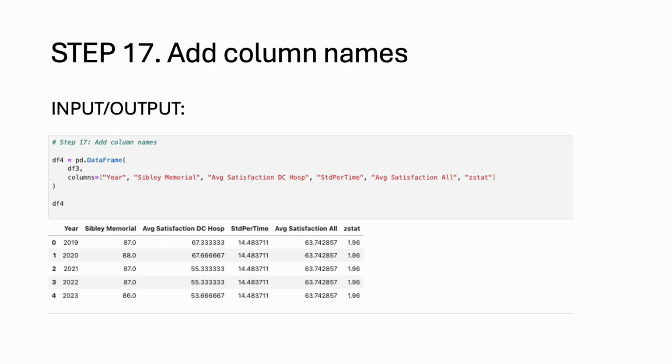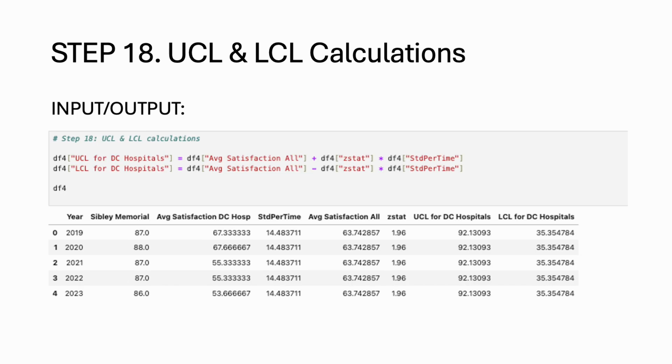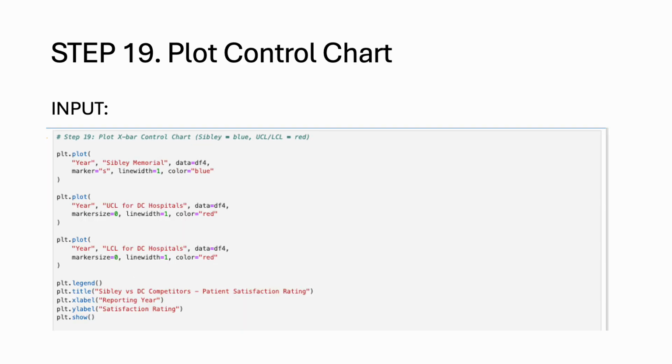In step 17, we're converting the list into a data frame and adding clear column names. This makes the results readable and ensures the next calculation references the correct fields. In the next step, we are calculating the control limits. These represent the expected range of variation for the DC hospital process year by year. Step 19, finally, we plot the X-bar control chart. Sibley's yearly satisfaction mean is the main line, along with the upper and the lower control limits.